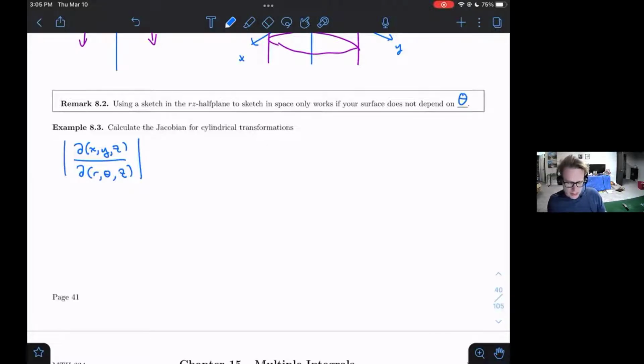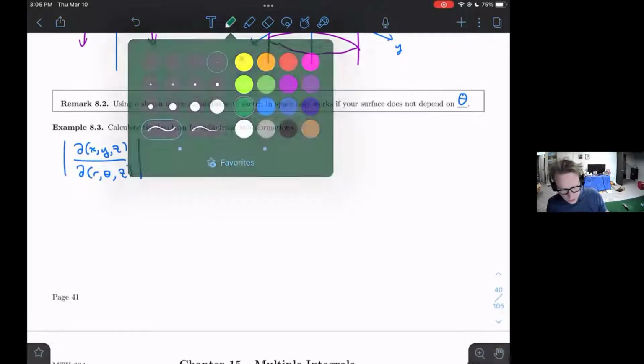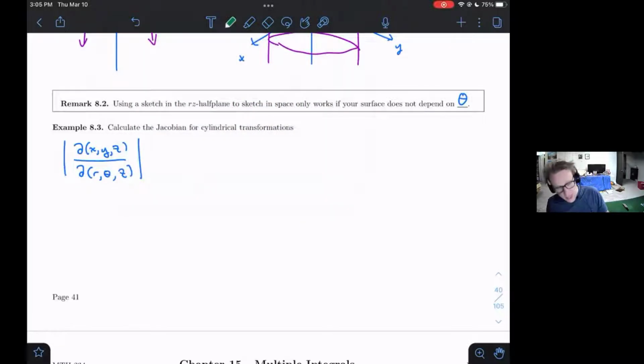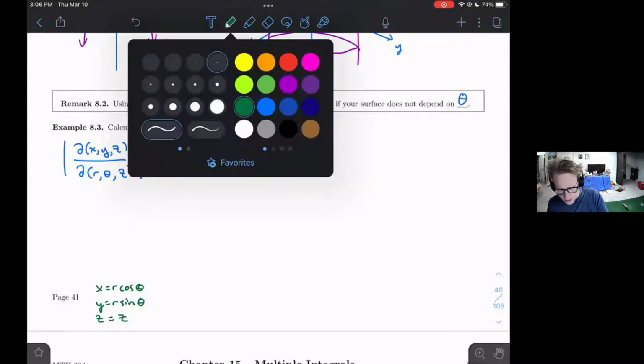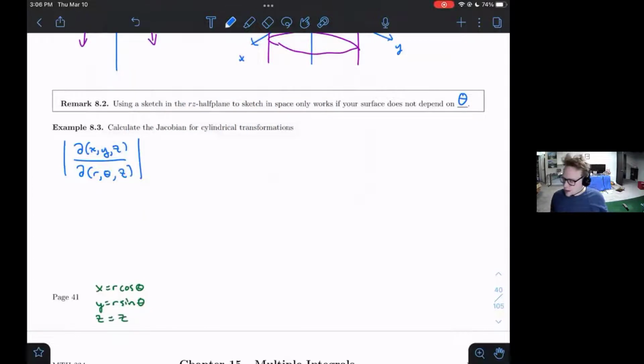And so, okay, we'll get to that here in just one second. So just as a quick refresher before we jump into this, right? In cylindrical coordinates, x is equal to r cosine theta, y is equal to r sine theta, and z is just equal to itself, z. We have z coordinates in cylindrical coordinates.